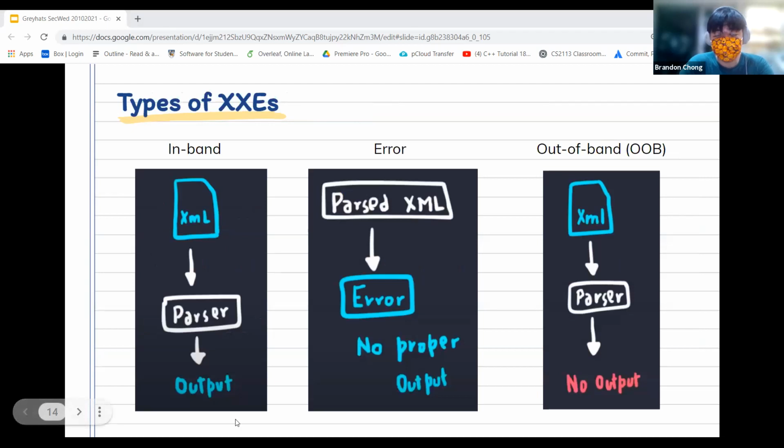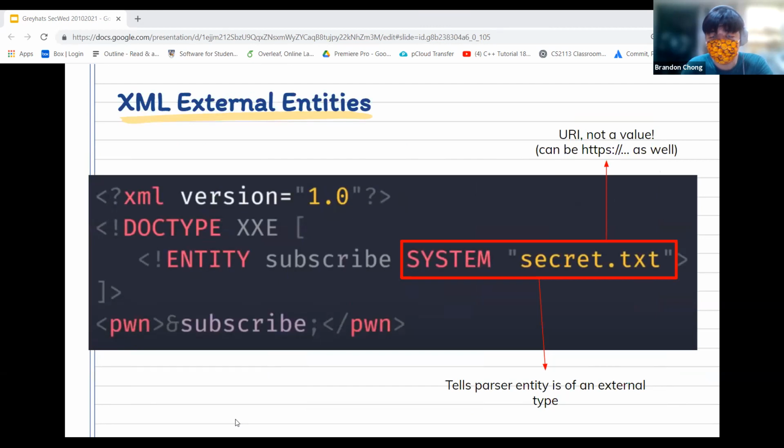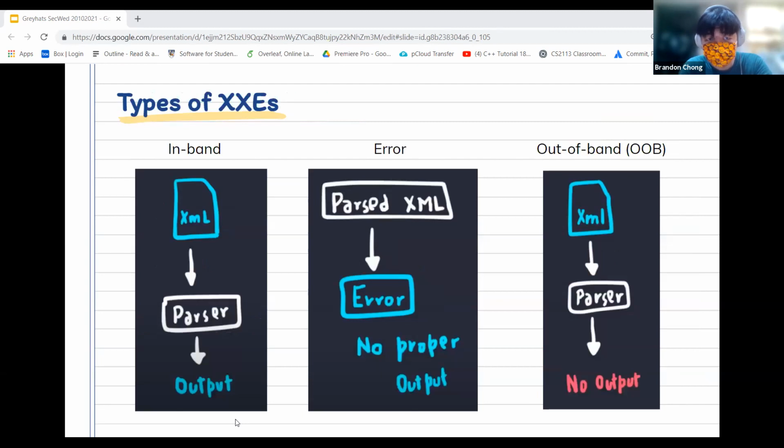So there are different types of XXEs. There are in-band XXEs. The example on the previous slide is an example of in-band XXEs. You take your XML data, feed it to the parser, and from there you are able to directly see the output involved.